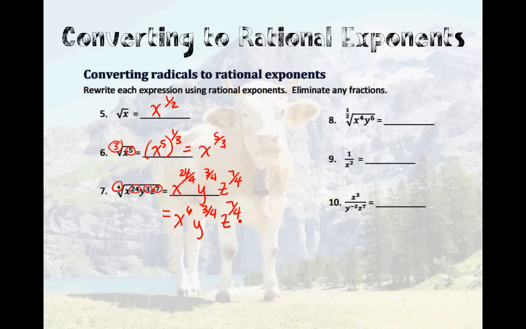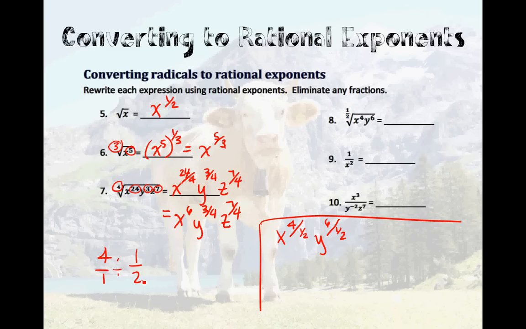Okay? On number 8, this one's kind of tricky. I'm going to write it down here where I have a little bit more space. We have x, 4 is in the numerator, 1/2 is in the denominator, and then y, and again 6 is in the numerator and 1/2 is in the denominator. So remember when we were dividing fractions, 4 over 1 divided by 1/2, which is this first one, is the same thing as saying 4 over 1 times 2 over 1. So this would end up being x to the 8th, and by the same reasoning, it would be y to the 12th. So that would be your answer there.